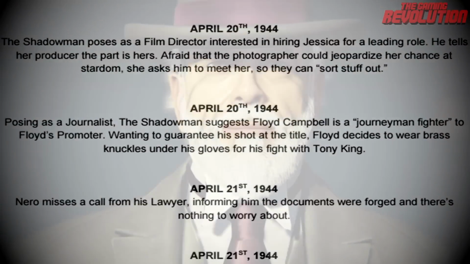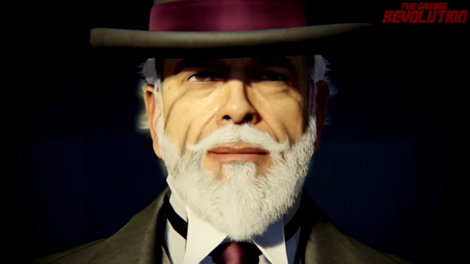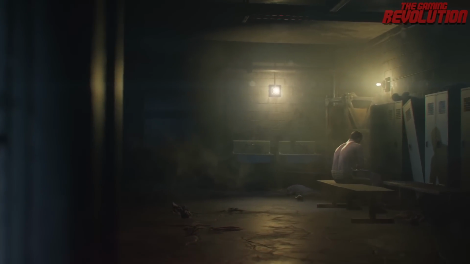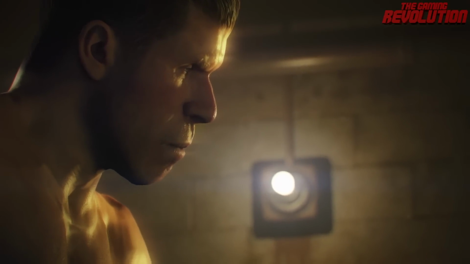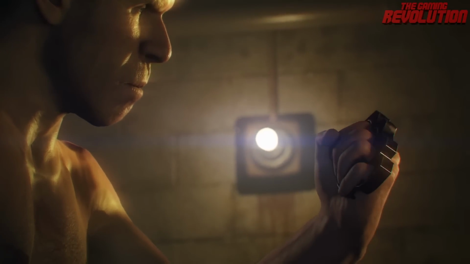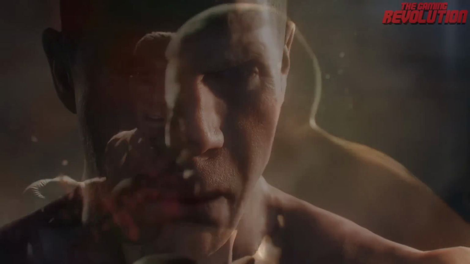On April the 20th, 1944, posing as a journalist, the Shadow Man suggests to Floyd's promoter that Floyd Campbell is a journeyman fighter, waiting to guarantee his shot at the title. Floyd decides to wear brass knuckles under his gloves for his fight with Tony King.